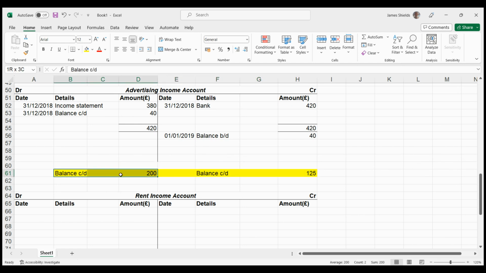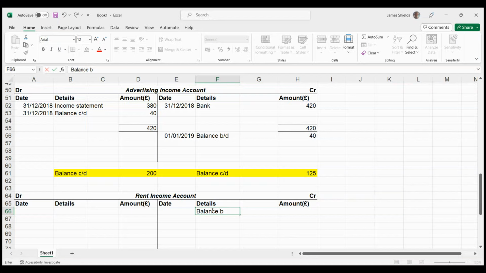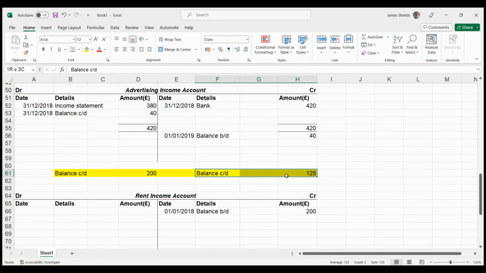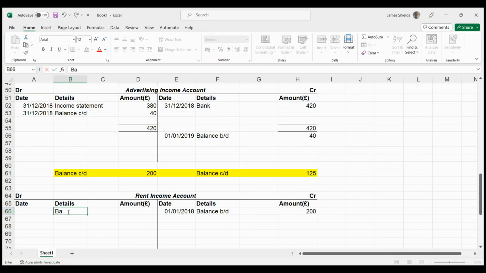So if there's a balance carried down at the end of last year, £200 on the debit side, it must therefore be balance brought down on the opposite side, which is the credit side, for the following year. So it's £200, and the start of our year is the 1st of January 2018. Likewise, if there's a balance carried down on the credit side last year, that would now be balance brought down on the debit side. So balance brought down, the amount is £175. It's the start of the financial year, which is the 1st of January 2018.